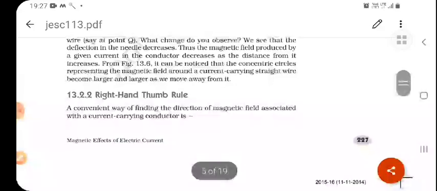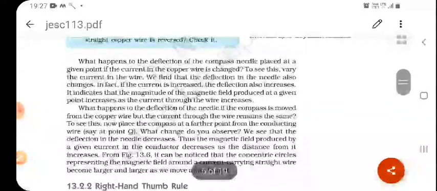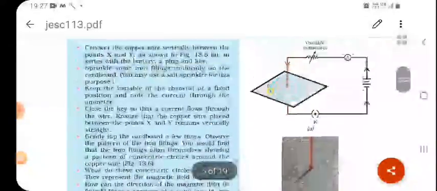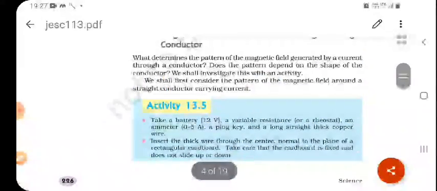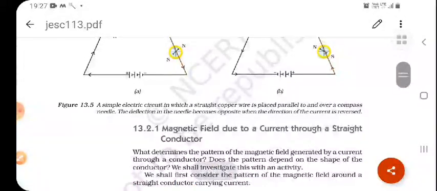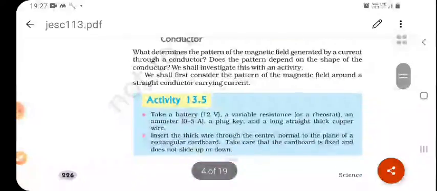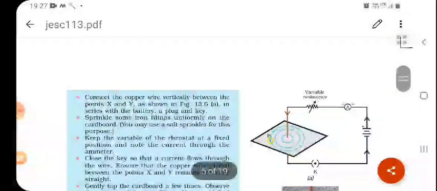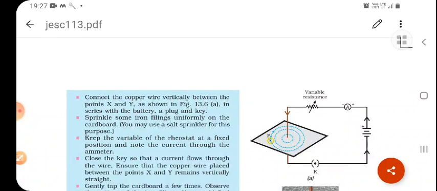So this is our first lecture. Here we studied the magnetic field lines and the first effect of the current in the straight conductor, the magnetic effect on the straight conductor. We will see a pattern like this. Concentric circles are formed in the form of magnetic field.